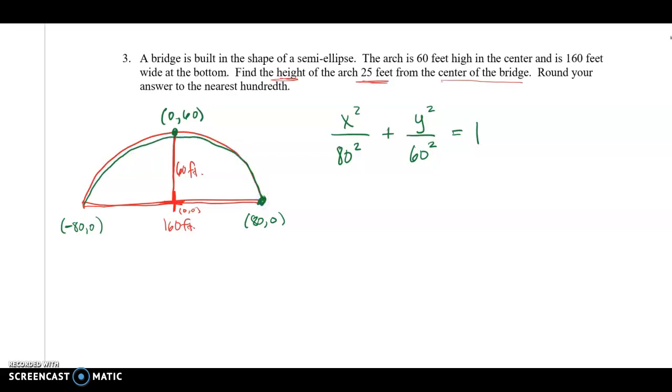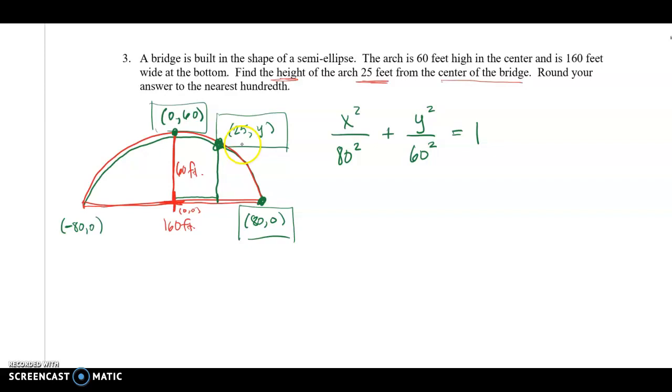And now the question says, hey, find the height, the y value, of the arch 25 feet from the center. So they're saying from the center, if I went 25 feet, what's the height? Well, think about that coordinate. That would be 25 for the x, and we're wanting to know the y. I like to just think about these 3 points. We've got the height, the width, and then a mystery point. And pretty much most of the problems we're going to see in this section, you're going to be given 2 of those 3 points and then find one part of the third point.